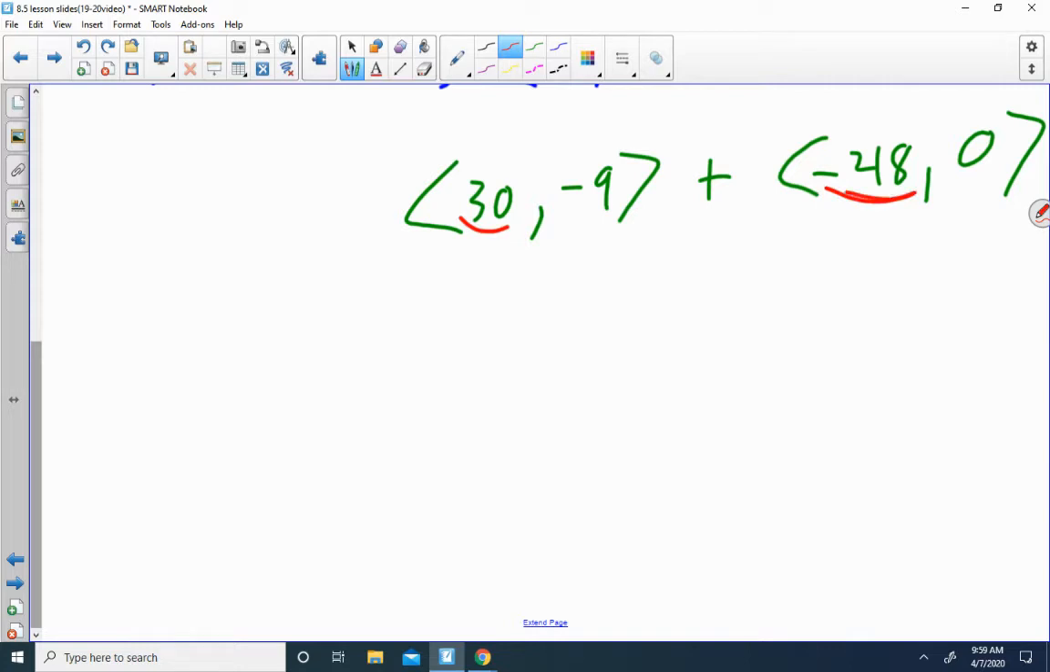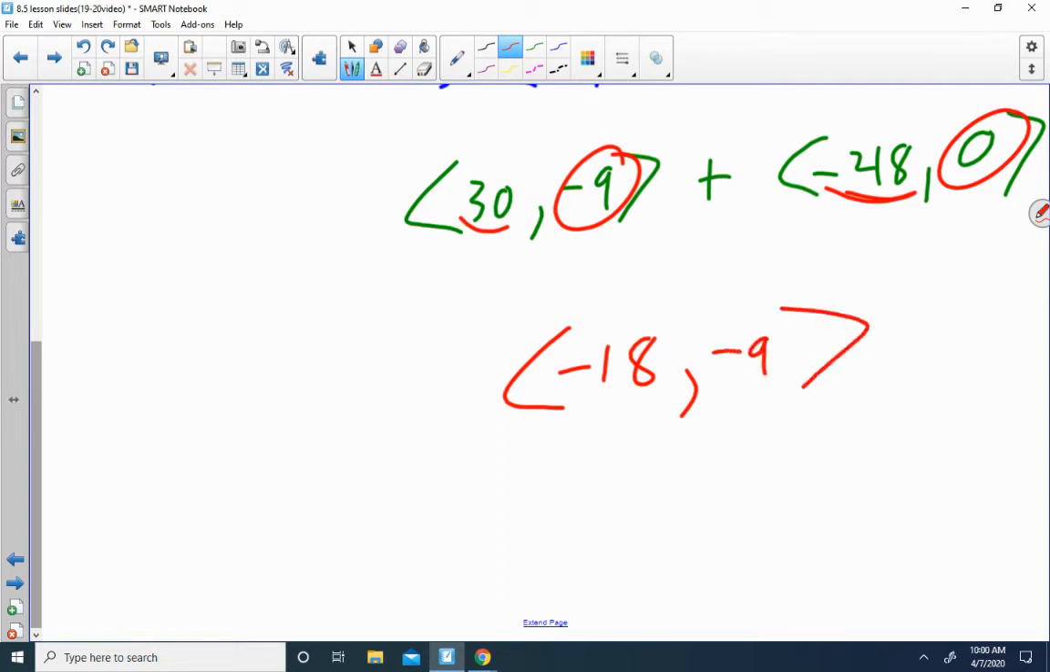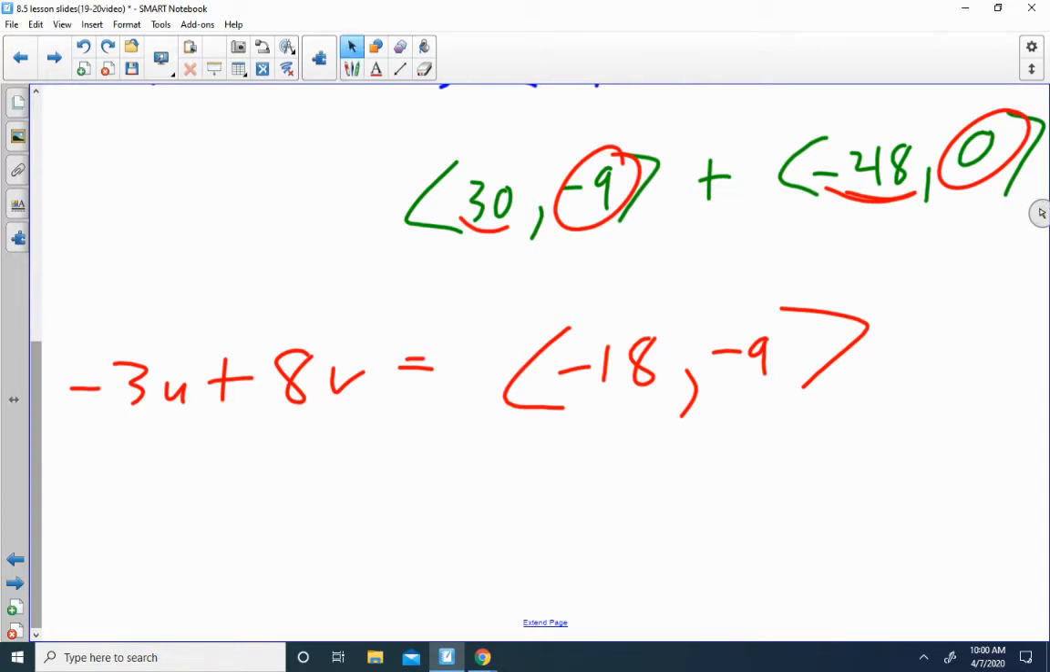So add the numbers in the first spots, 30 plus negative 48. That should give you negative 18. And then last but not least, add the numbers on the right side. So negative 9 and 0, that'll give you negative 9. And that's what you get when you do negative 3u plus 8v. Easy as that. All right, I think you guys got the hang of those two.